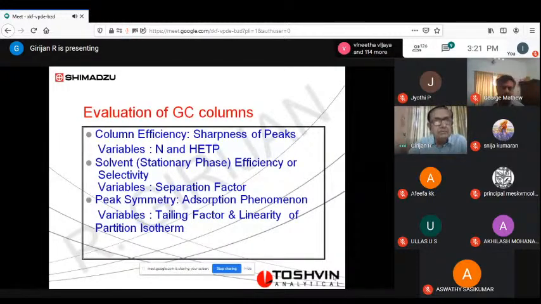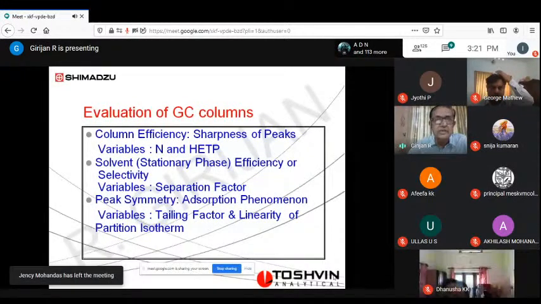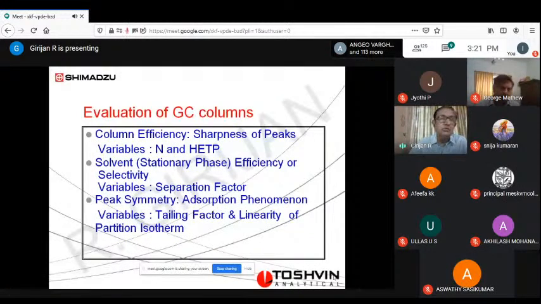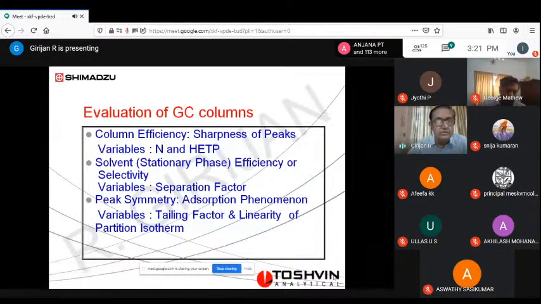And tailing is an accepted phenomenon in chromatography. Even pharmacopoeias also accept tailing to a certain extent. But beyond that, it is not acceptable. So if the tailing is coming too much, then you have to find ways and means by which you can reduce the tailing. And we have certain processes by which I try to reduce the tailing. So tailing factor is there. So that shows the symmetry of the peak.